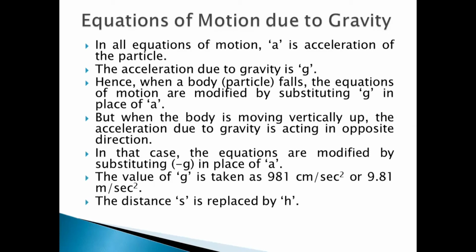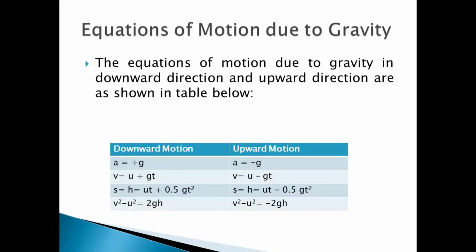And whatever the distance traveled is there, we have been using the symbol small s for distance traveled in horizontal direction. Here we shall replace this by small h, which is nothing but height of the particle, okay? Because the motion is in vertical direction. So there are some changes that are taking place in the equations of motion. So there are two different cases. One is downward motion, one is upward motion, okay?